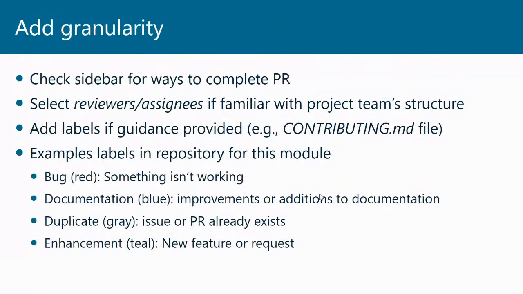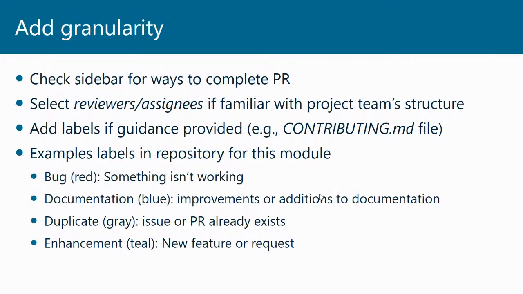Right? A couple of last things, you want to try to add granularity. So check the sidebar for ways to complete the PR, the pull request. As you get more familiar with the community and you know who the players are, you may want to select the reviewers and assignees if you're familiar with the team structure of the project, because that way you can direct it to those folks that you have identified from having followed the issues for a while as appropriate candidates to review what you're doing. You want to add labels if guidance is provided.